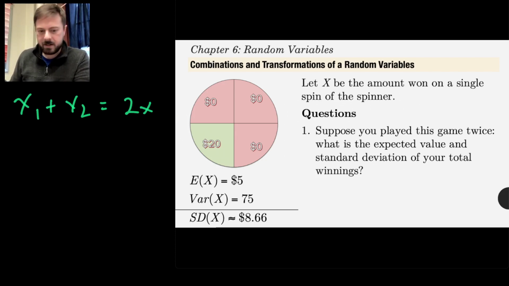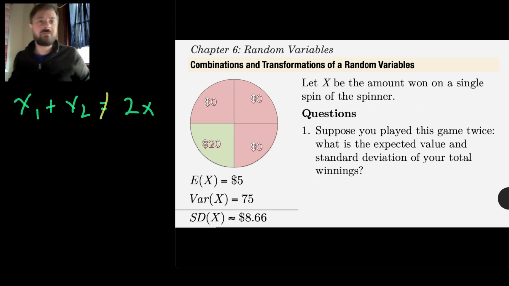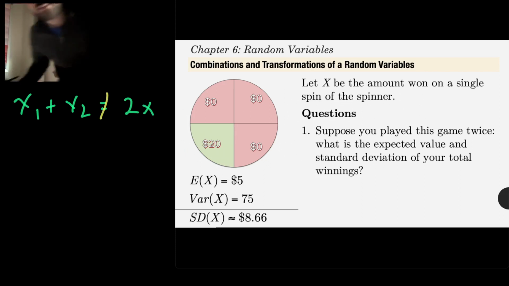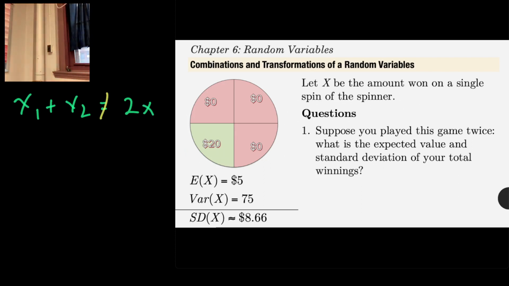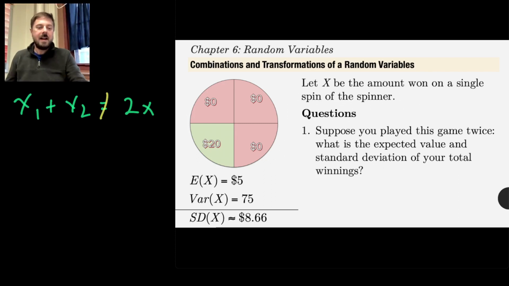Well, the answer is, sadly, no. In fact, x1 plus x2 is not equal to 2x. It's simply not. Whoa, the lights went out. Let me fix that. There it goes. Not that I need the lights, but it's better with lights. But x1 plus x2 is not equal to 2x. Now, why? Well, there's a couple ways I can justify that.